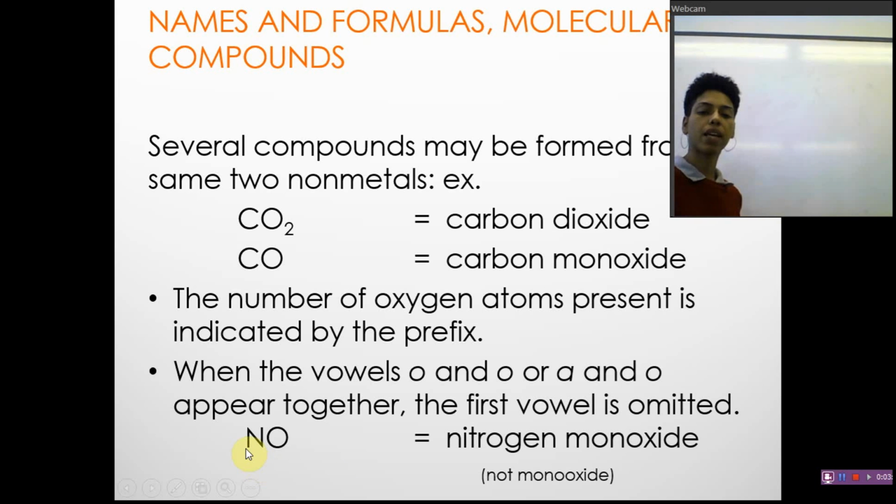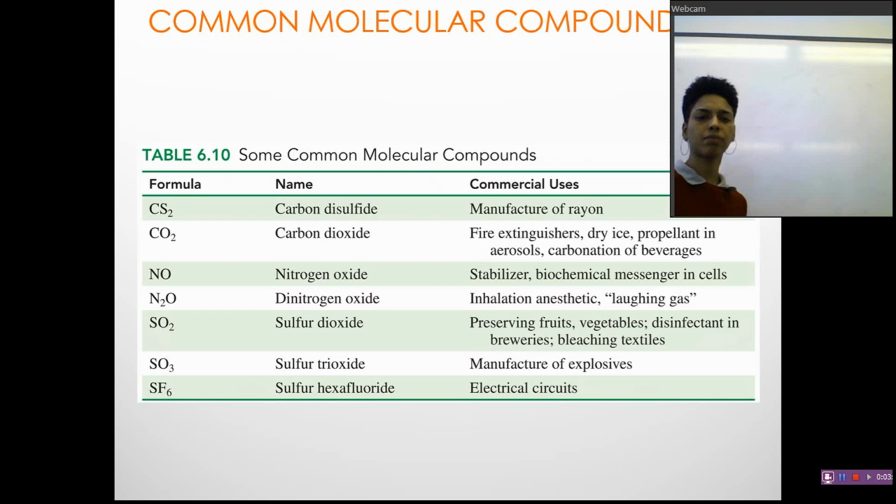When we have something like nitrogen monoxide, we drop the ending o in mono because we won't have two o's in a row. So it's not monooxide, it's monoxide. If it was tetra oxide, it would be tetroxide, not tetraoxide. Here we have some common molecular compounds and what they're used for.